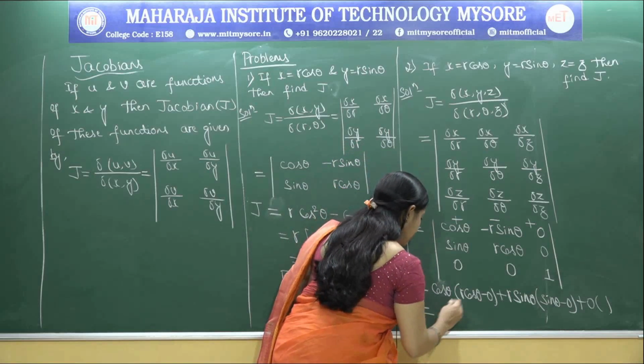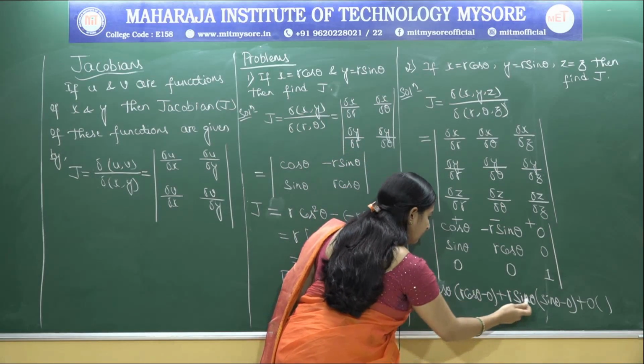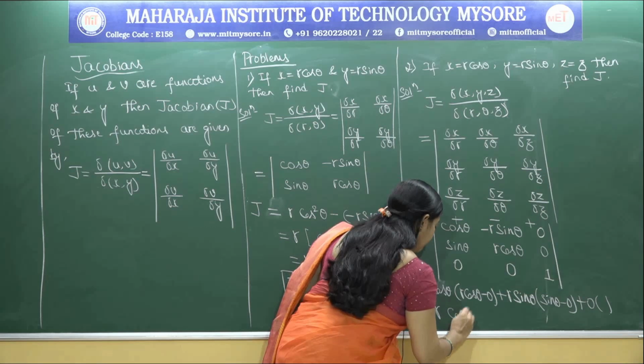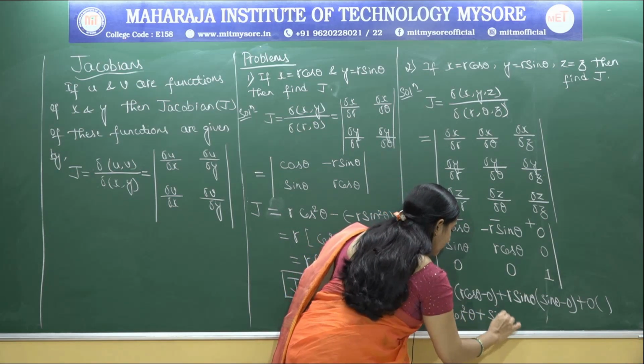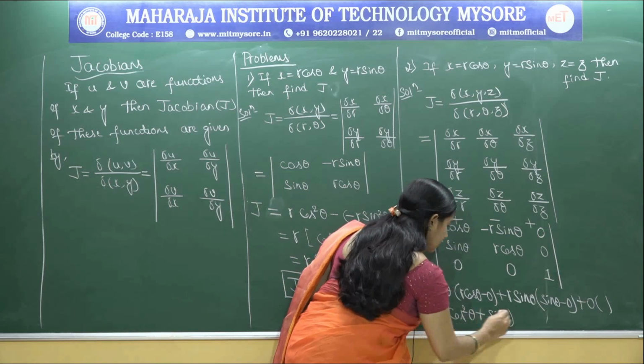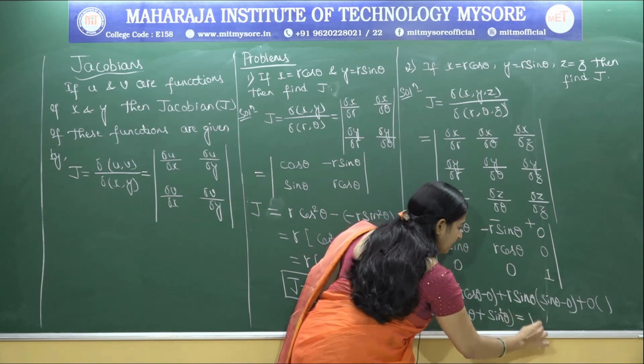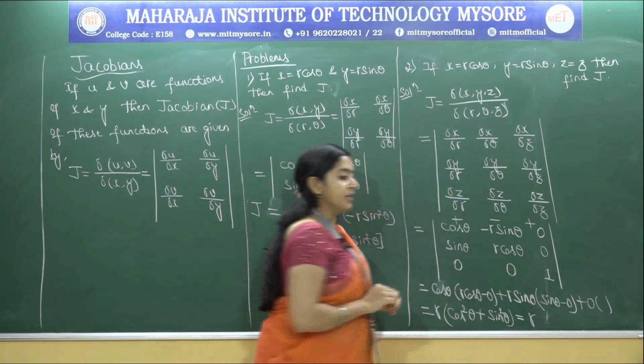So this implies you will get r cos square theta and r sin square theta. By keeping r outside, it is cos square plus sin square theta. The cos square and sin square theta is 1. You will get r as the Jacobian.